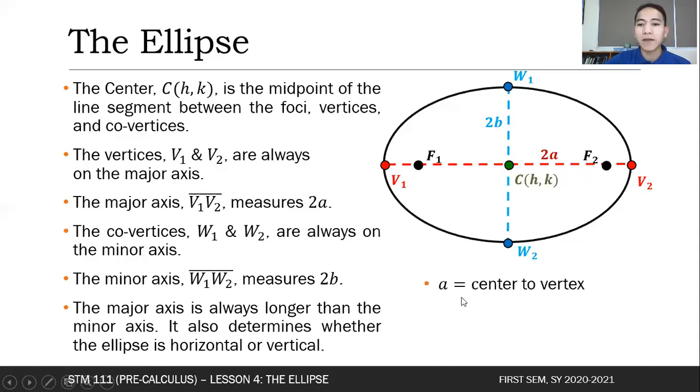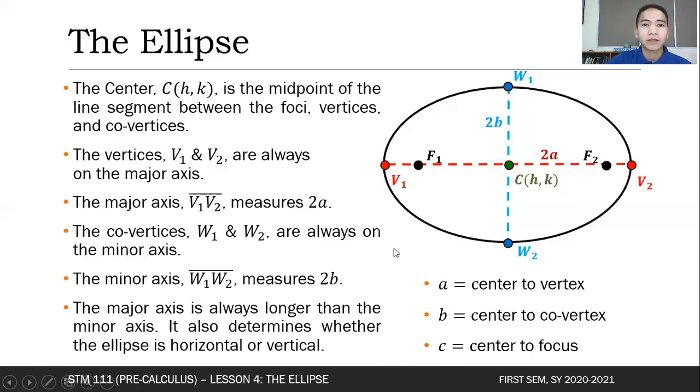Yeah. So some other measurements we need from the center to the vertex, any of the vertices. So if we measure, pag mag-count tayo from C to V, that's A, represented by A. B represents the distance from the center to the covertex, so from C to W. And then C represents the distance from the center to the focus, which is C to F.